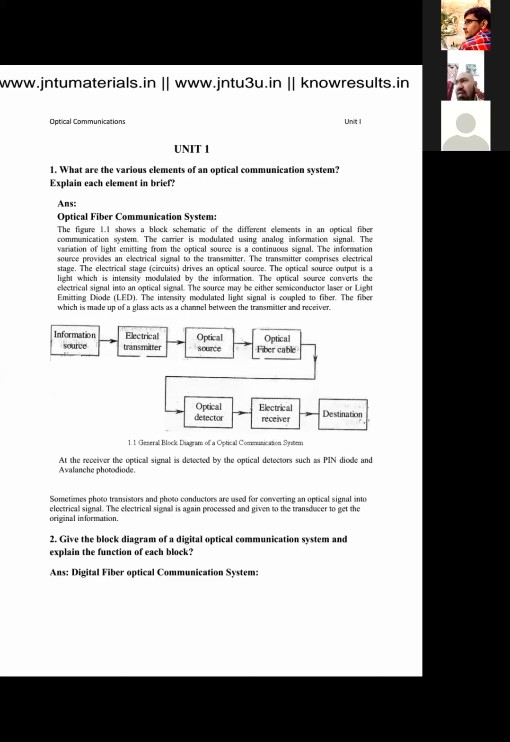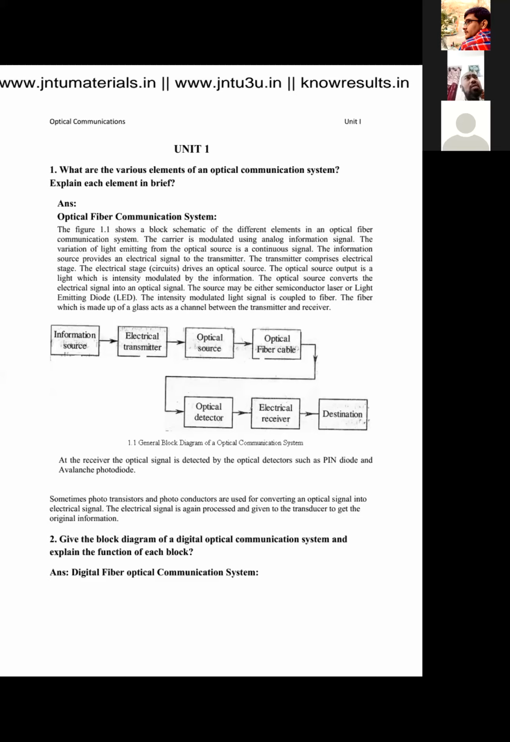I once again repeat, the information source transmits an electrical signal to a transmitter. Now the output of the transmitter is what? It is an electrical signal. Now since I am talking about the optical communication block diagram, the electrical signal should be converted into an optical signal, and this is possible by adding an optical source. That optical source is nothing but an LED or a laser diode.